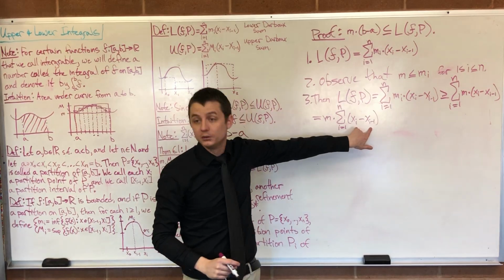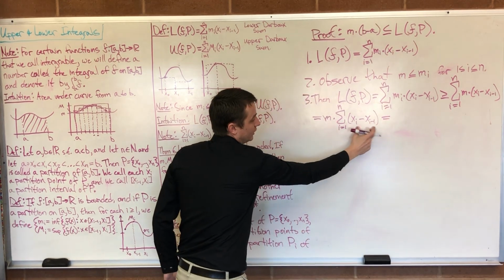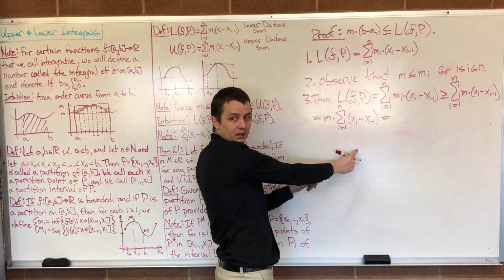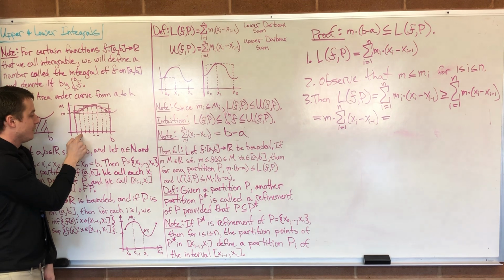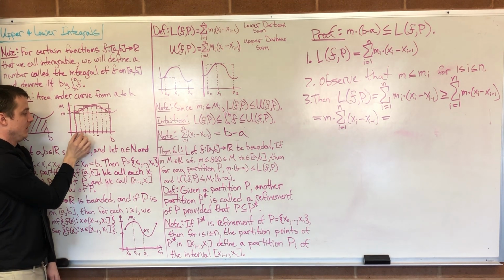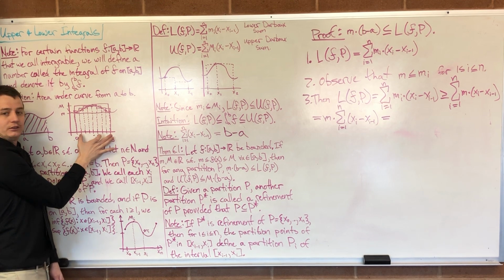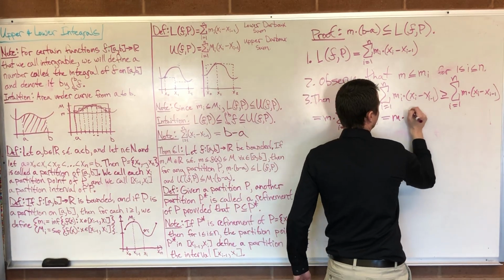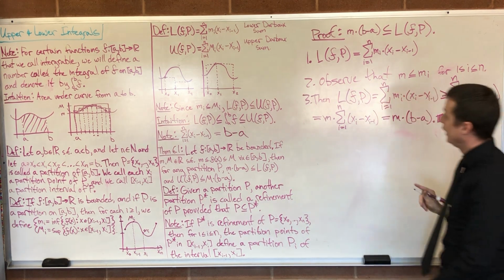Now, what is that sum? b minus a. If we add up the distance of all our little intervals, when it's all said and done, we got the whole interval, b minus a. That's what our x of i minus x of i minus 1 is. That's the distance of some particular interval. If we add up the distance of all those intervals, when it's all said and done, we have this distance, which is b minus a. So that's m times (b minus a), which is exactly what we were trying to show. Right?